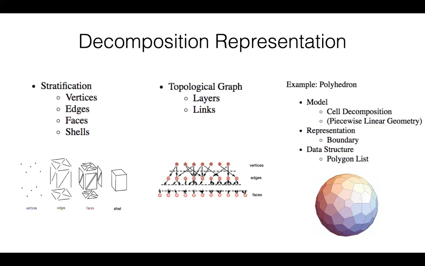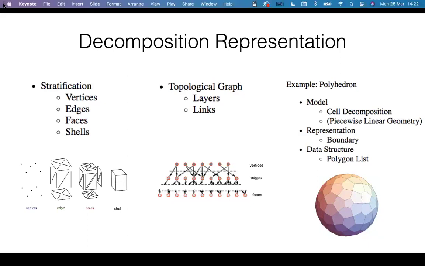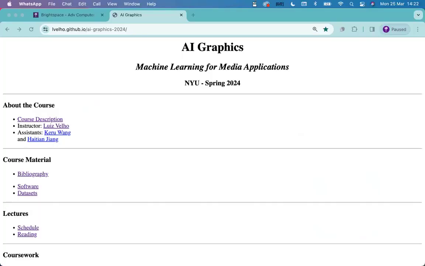And so an example of this is a polyhedron. So basically, this model is a cell decomposition. The cells here are of dimension 2 that are faces, dimension 1 edges, and dimension, oops.